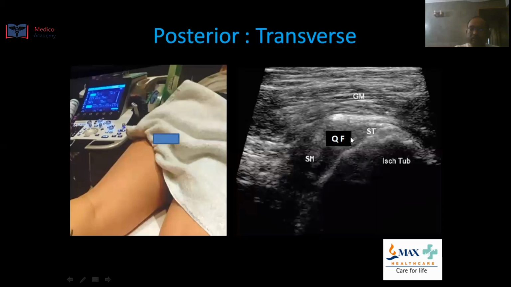In the long axis view, you are able to see the quadratus femoris attachment, and this is the ischial tuberosity, and we can see the attachment of the hamstrings, semimembranosus and the semitendinosus.